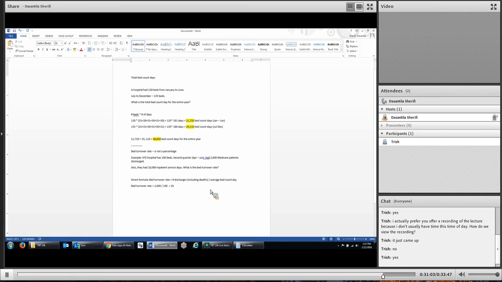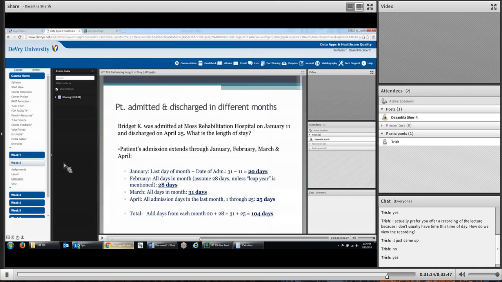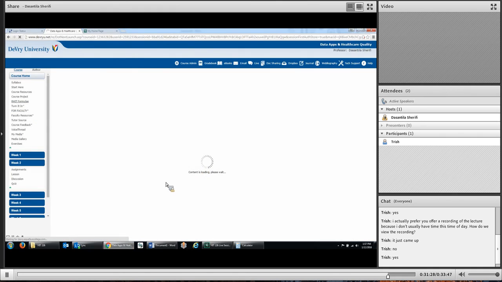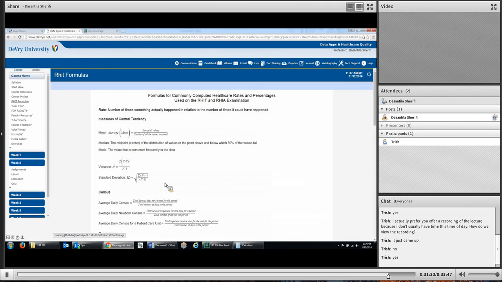So let me recap here one more time. What you're given is a hospital with a number of beds. You have a certain period of time, in this case a quarter. Then you're also given the number of patients discharged. You're also given the inpatient service days. And you're asked to calculate the bed turnover rate. You look at your formula sheet, which is in your RHIT formula right here. Okay, everybody has seen this, I'm hoping.